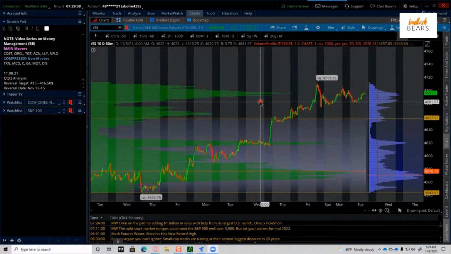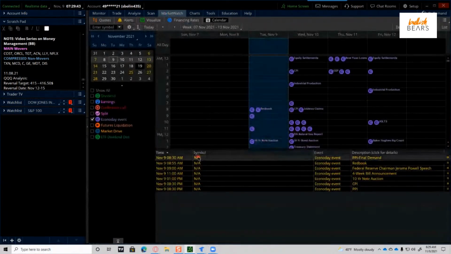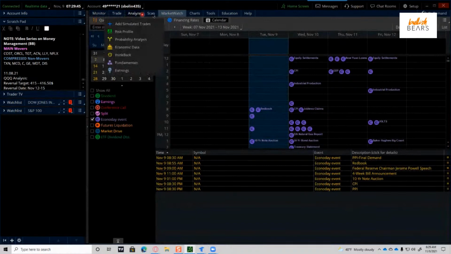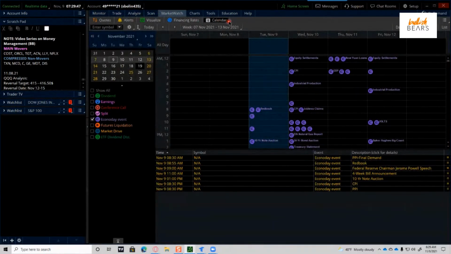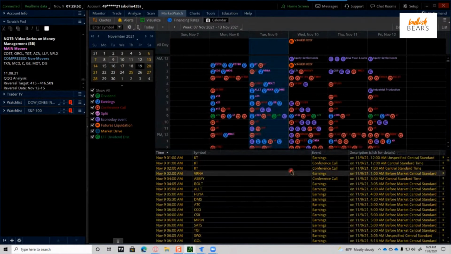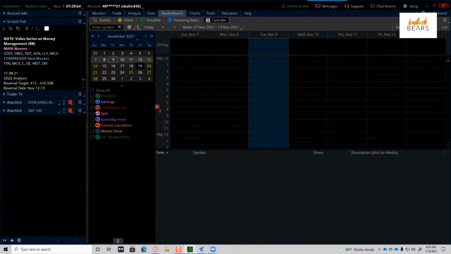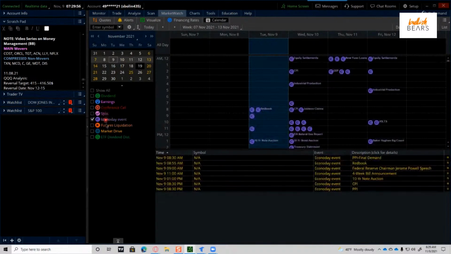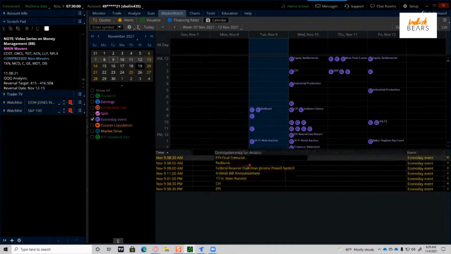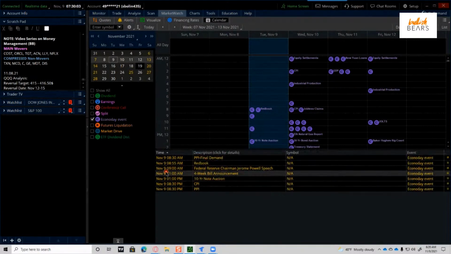So as we typically do, first thing in the morning, want to check the market watch. Top of your screen, go to market watch, next menu down, go to calendar. If your calendar looks like this, just uncheck the show all, turn on Econo Day event. You can rearrange these columns, and I like to just move this one over so that I can see the time right next to the description. Makes it a little easier to kind of see what's going on.